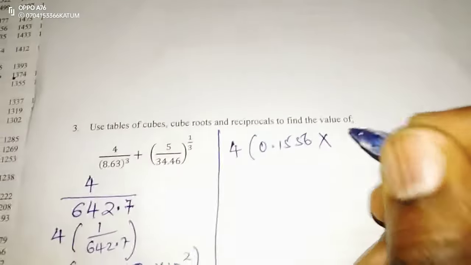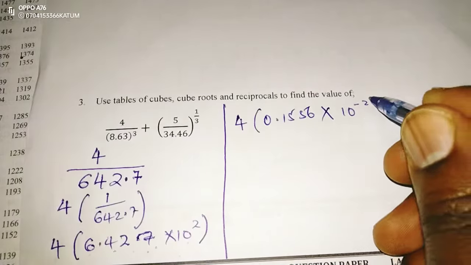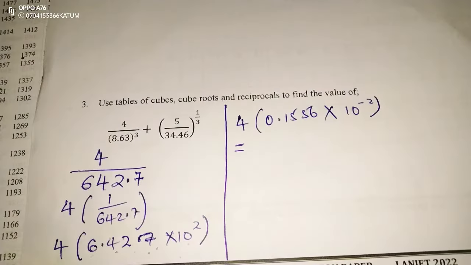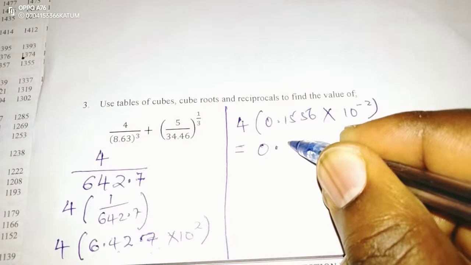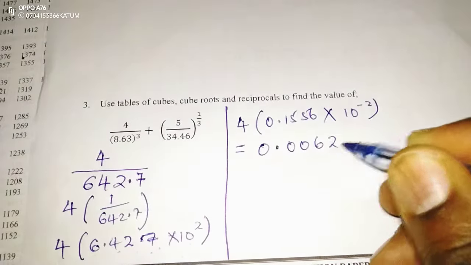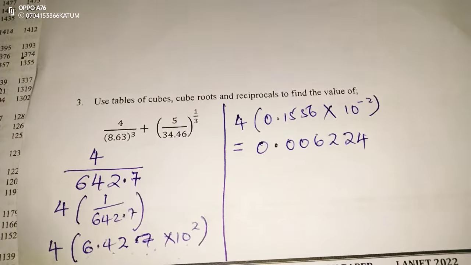0.1556 multiplied by the reciprocal of 10 power 2, which is 10 power negative 2. Then now we multiply by 4. So we shall have 4 times 0.1556. Then we divide by 100. This is going to be 0.006224. So the first part is dealt with.